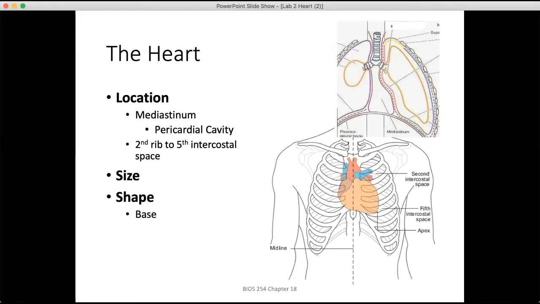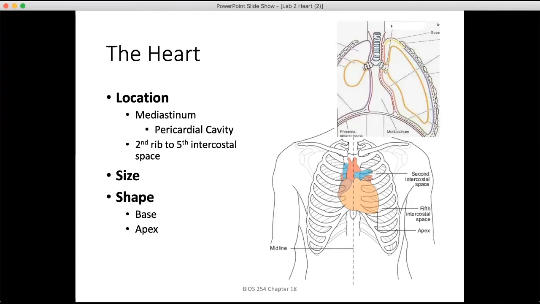The broad part of the heart is called the base, and it's the superior portion of the heart. The pointed part of the heart is called the apex, and that is the inferior portion of the heart. The apex is oriented toward your left hip.